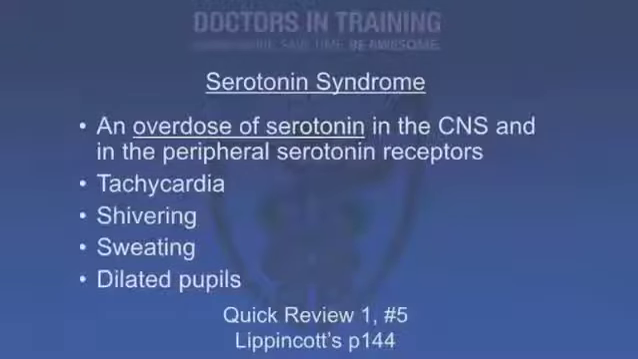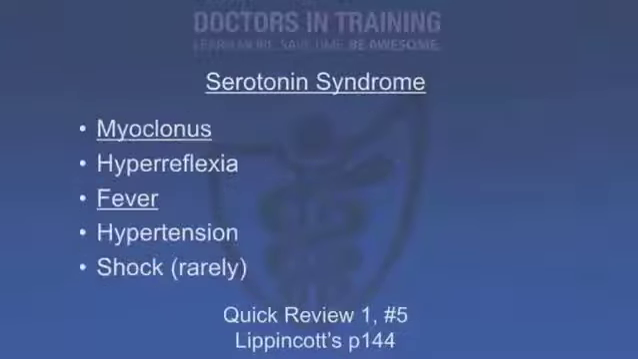So it's an overdose of serotonin in the CNS, but also in the peripheral serotonin receptors. So it'll result in tachycardia, shivering, sweating, dilated pupils, myoclonus, hyperreflexia. You can get fever, and pretty high fevers at that, 104, sometimes even higher, and hypertension. Rarely you can get shock. I mean, people can die from serotonin syndrome, so this is not the same thing as a minor withdrawal symptom where you're not feeling good and you're agitated. This can actually lead to significant morbidity and even mortality.